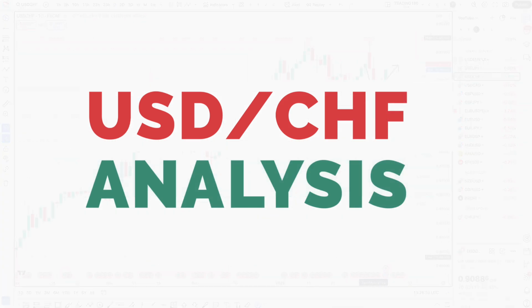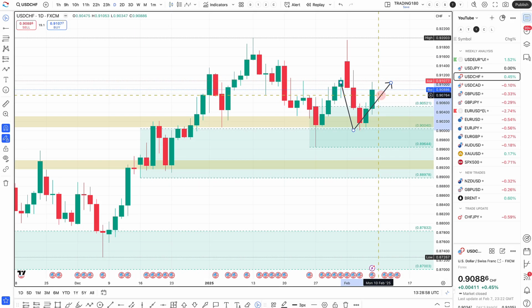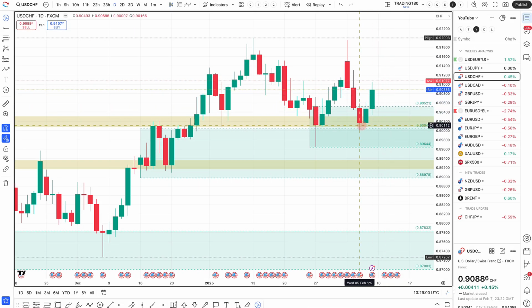So ultimately, I'm not really interested in this. I am interested in the dollar Swiss. I didn't necessarily manage to get into this trade. I've got into the pound dollar and the New Zealand dollar, so I didn't want to take on too many dollar trades. But also, there wasn't an entry for me. An entry didn't appear down here for me.